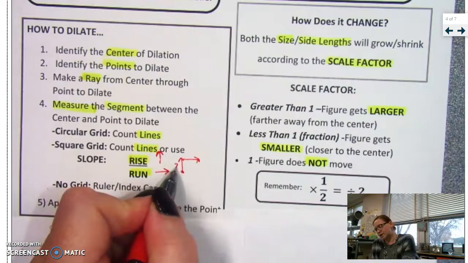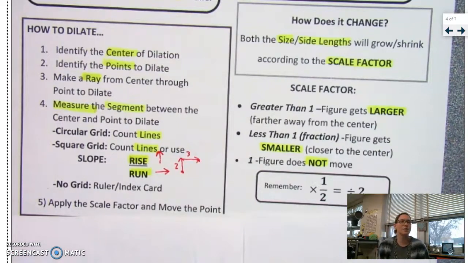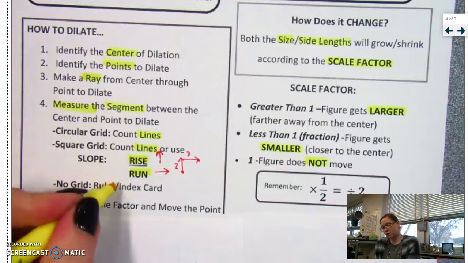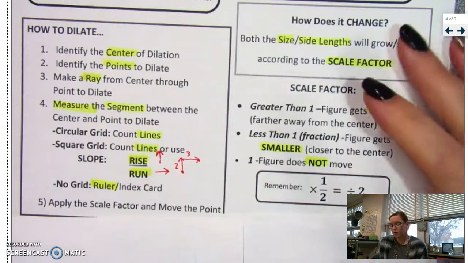We can even put attached numbers. We can count our squares. So 2 to 3, kind of an example. Okay, if there was no grid, we could use a ruler and physically measure that segment out with our ruler, centimeters or inches, whatever you feel works the best for you. Or you can use an index card where you just mark the segment and then move your index card that many segments as you go. So those are your options.